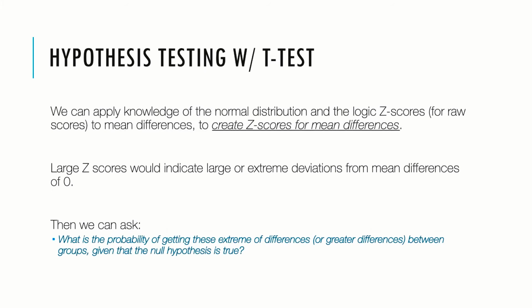If we're trying to figure out what's large enough, we can take our knowledge of that distribution, the knowledge of the null being likely in the middle, the knowledge that the alternative hypothesis is going to be at the tails, and our knowledge of how the normal distribution and z-scores work together to create z-scores for mean differences. So we can create a z-score for a mean difference of 0. We can create a z-score for a mean difference of 30, right? Just like we did for raw scores.